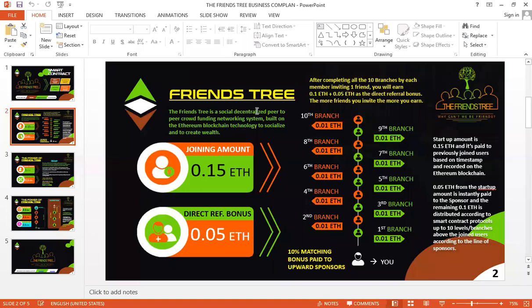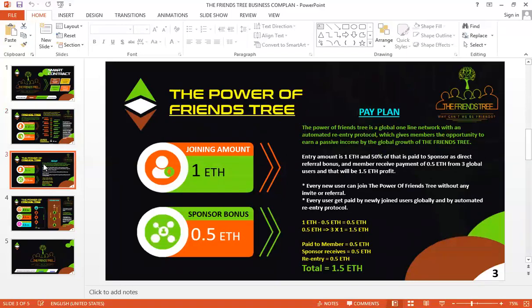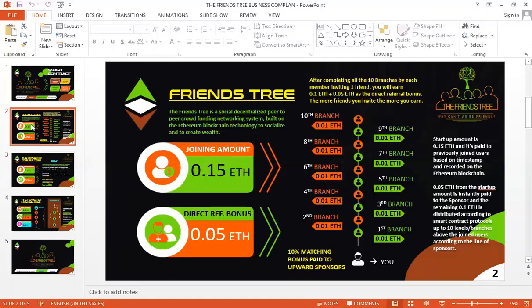Yeah, so the French tree is a social decentralized peer-to-peer crowdfunding networking system built on the Ethereum blockchain technology to socialize and to create wealth. And they have two programs structured on this system. The very first one is the French tree, as we are looking at. The second one is the power of French tree, which will be coming over here to explain more about that. So let's come back to the French tree and get to understand how it works with this system.